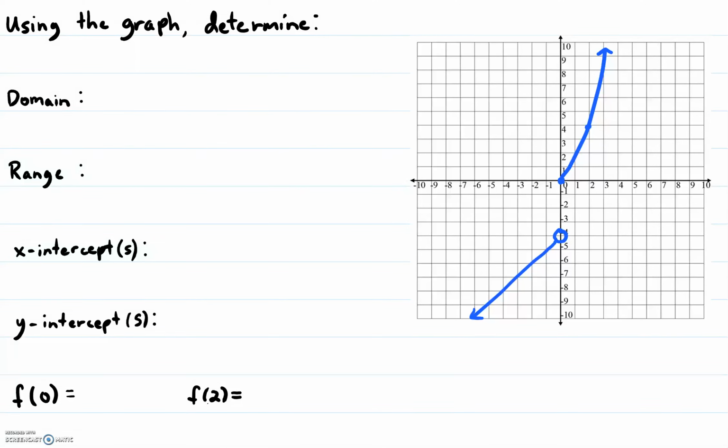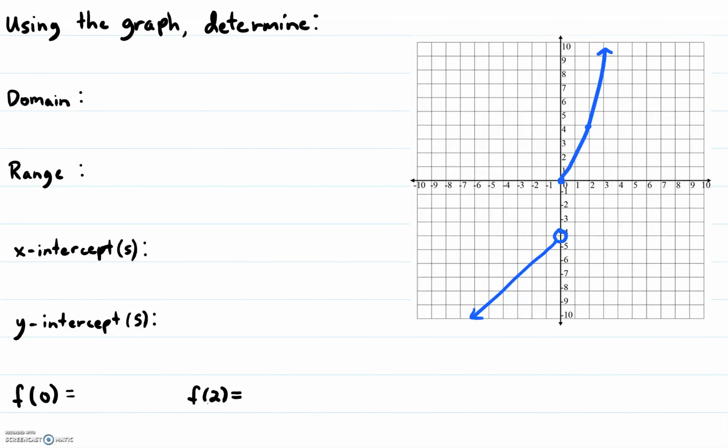In this video, we want to determine certain features of a function given the graph of that function. And all we're given is the graph. We're not exactly given the function in terms of function notation. In other words, we're not given f of x is equal to whatever. We're just given the picture. And we want to use that picture to determine the domain, the range, the x-intercept, the y-intercept, or intercepts, and the f of 0 and the f of 2.